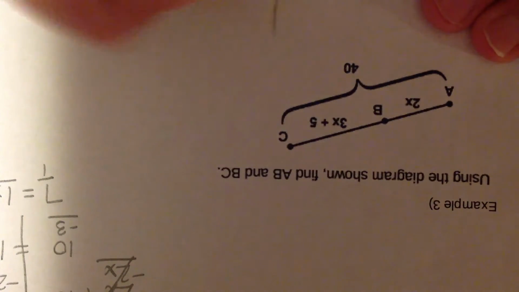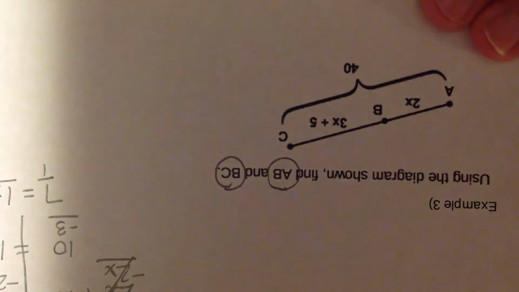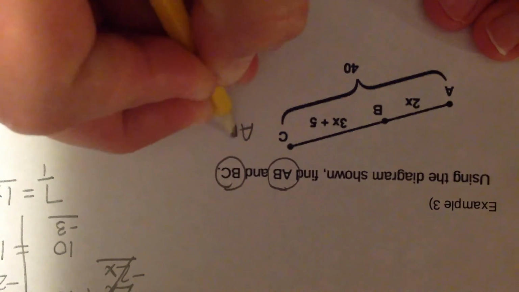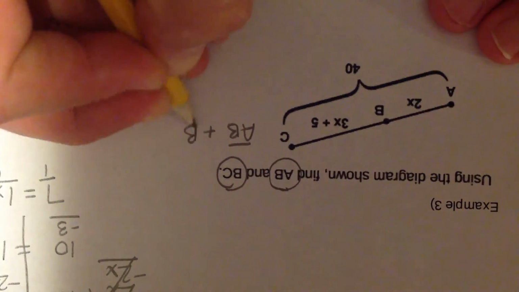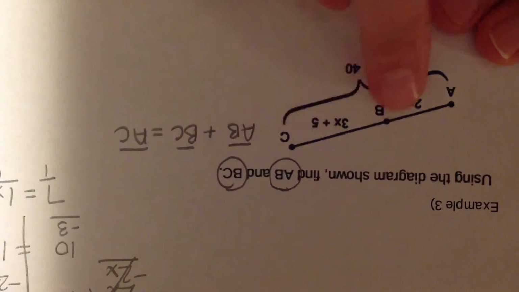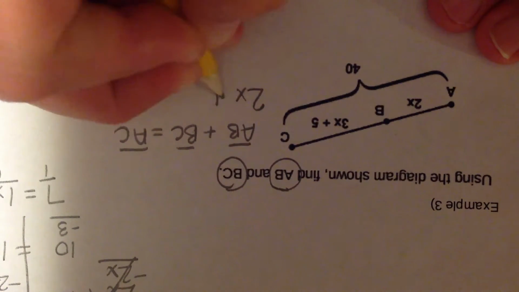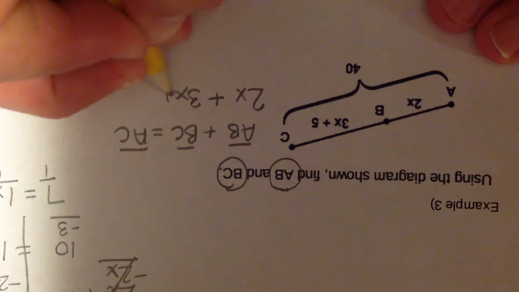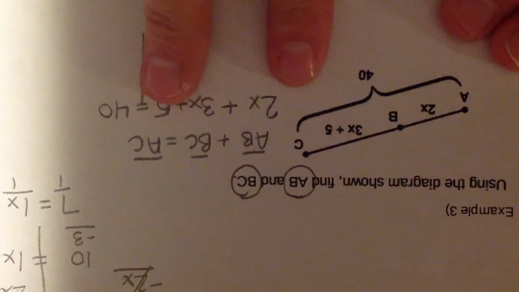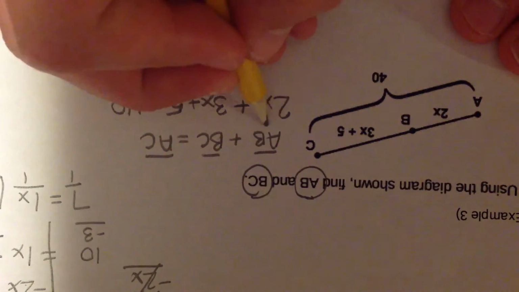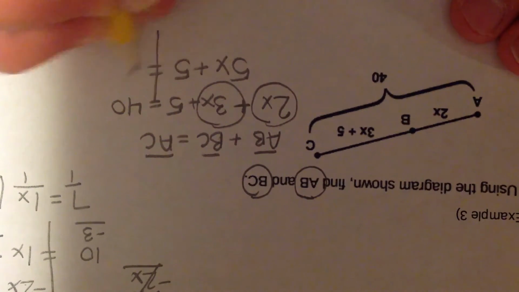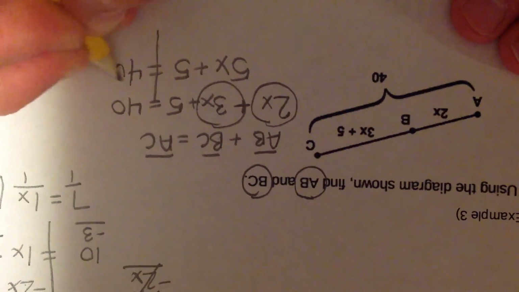In the next example, they want us to look for AB, and they want us to find BC. So, again, let's start with what we know. We know that the small segment AB plus the other small segment BC equals the entire segment, which is AC. Let's substitute what we know. AB is 2x plus BC, which is 3x plus 5, equals AC, which is 40. So again, I'm going to look for like terms on either side of the equal sign. On the left side, I have 2x plus 3x, that's 5x. Can't do anything with the plus 5, I'll leave that. And there's only 40 on that side, so I'll leave it.